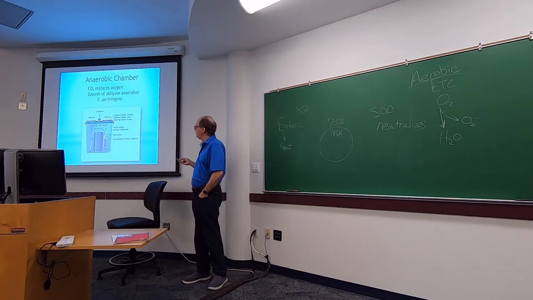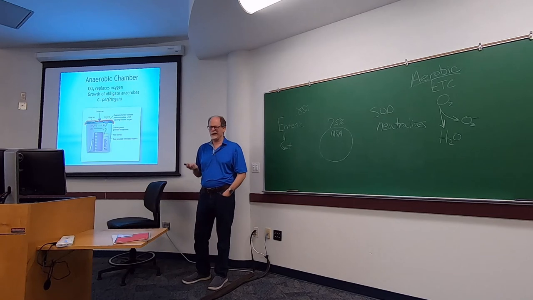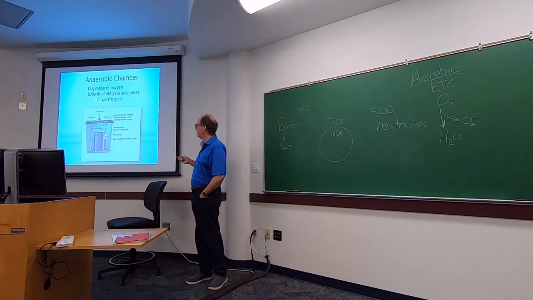So I put up here an example of Clostridium perfringens, a strict or obligate anaerobe. It causes gas gangrene. The C is for Clostridium, right? That's the species.